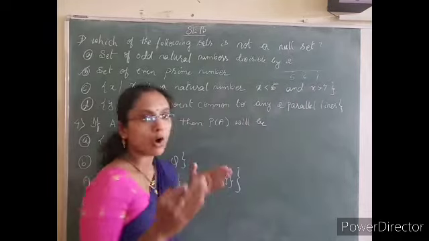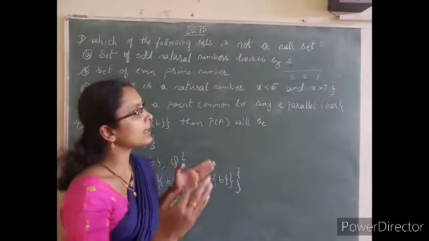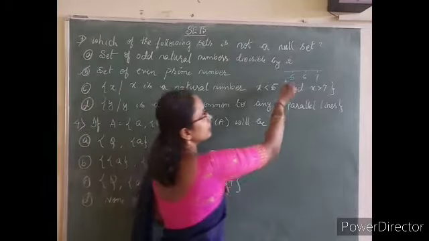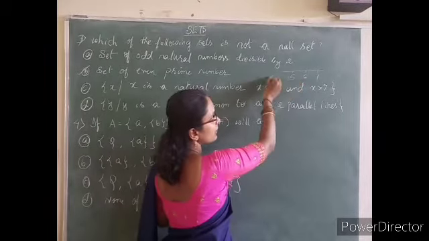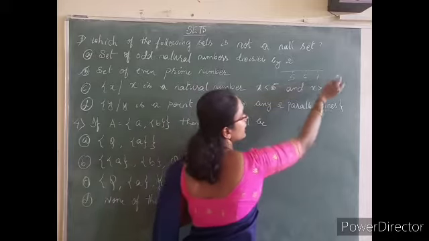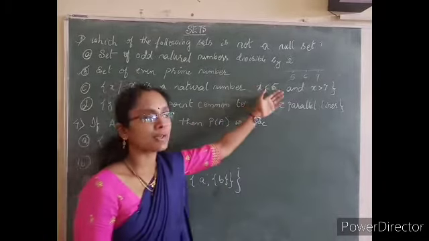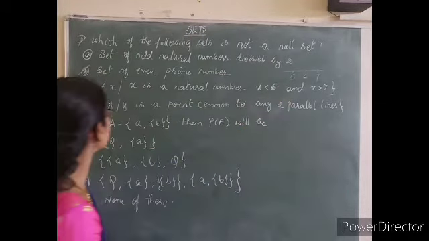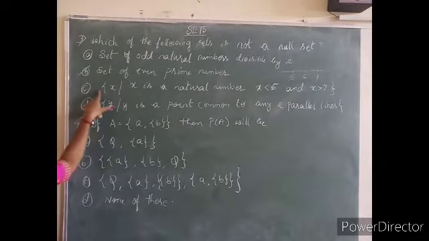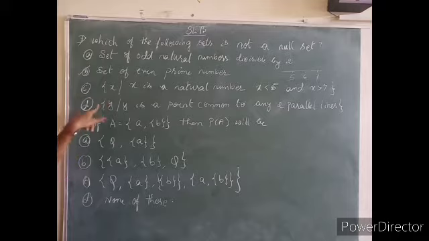So, is there a common number between 5 and 7? No. That is all the x values less than 5 and greater than 7. There is no common number which satisfies the given condition. Therefore, option C: this set is an empty set.